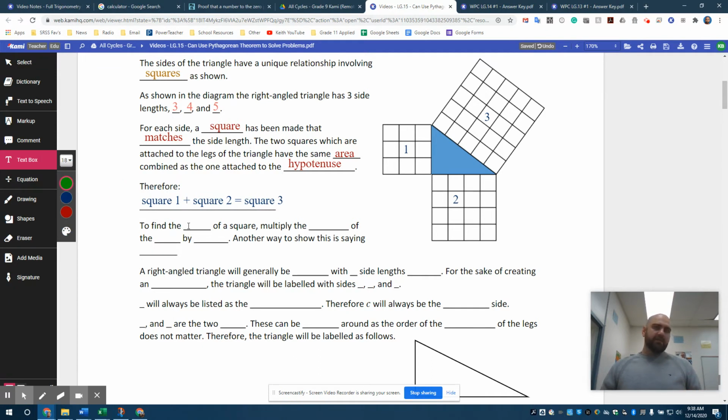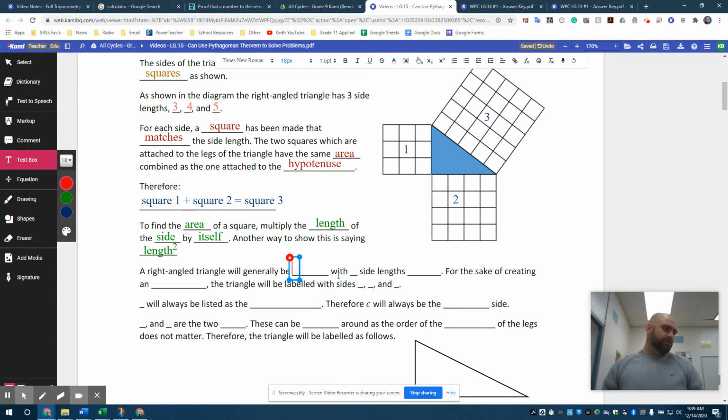Now, to find the area of a square, we're multiplying the length of the side by itself. So remember that when we want to find the area of a square, it's like 3 times 3, length times length. Another way to show that would be to say it's the length squared. I'm going through this because we're going to show a little bit of a proof on how we come up with the Pythagorean theorem.